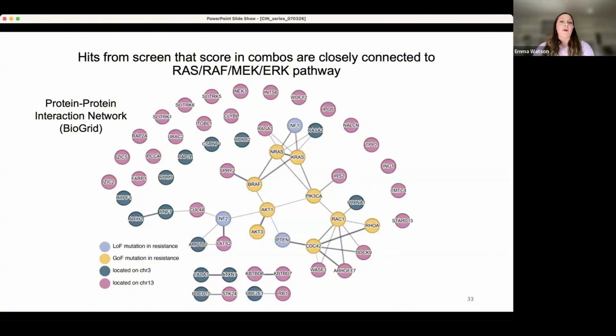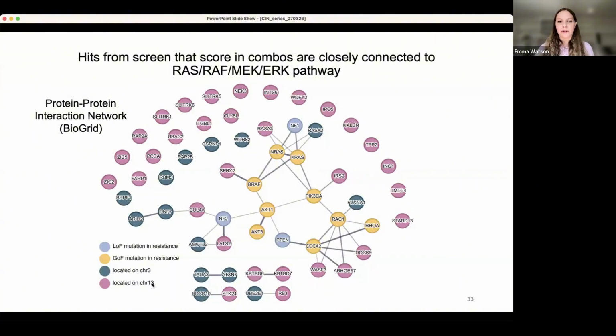This is generated from BioGRID data showing all the genes that we tested in our library and their connection to genes that are important in the RAS-RAF-MEK-ERK pathway and genes that are important in resistance to RAF inhibitors. So the blue and orange genes are core genes in the pathway that have been found to be mutated in resistance. We have our positive controls from the screen, NF1 and NF2 here. They both score on their own, as expected. And then all the other genes in pink and blue are the genes tested in our screen, and they're colored by chromosome location.